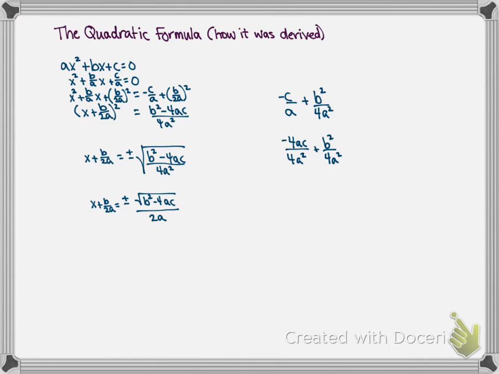Let's get x by itself. I'm going to subtract b over 2a, so x equals negative b over 2a, or the opposite of b over 2a, plus or minus the square root of b squared minus 4ac all over 2a. So these are two fractions with the same denominator, so we can add them. And I'm just going to combine them into one fraction. x equals the opposite of b plus or minus the square root of b squared minus 4ac all over 2a. And this is the quadratic formula.